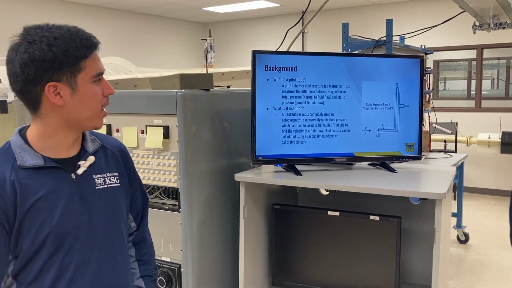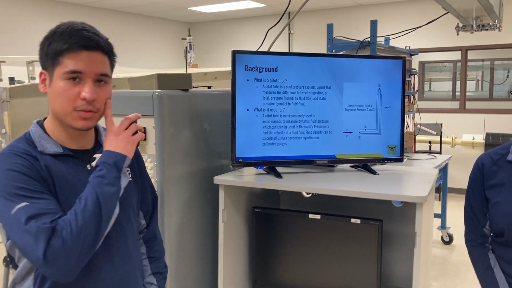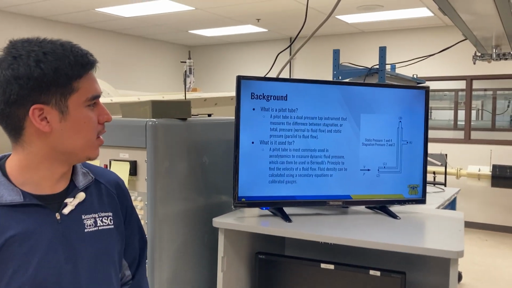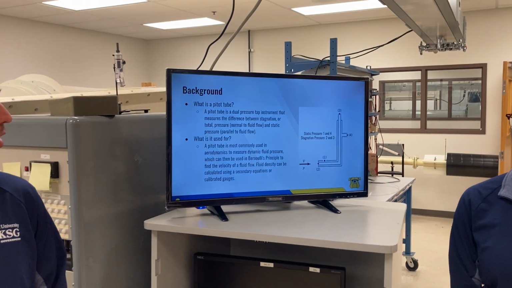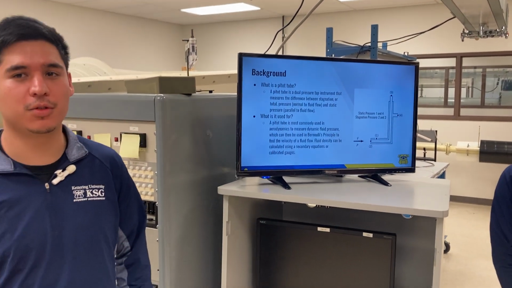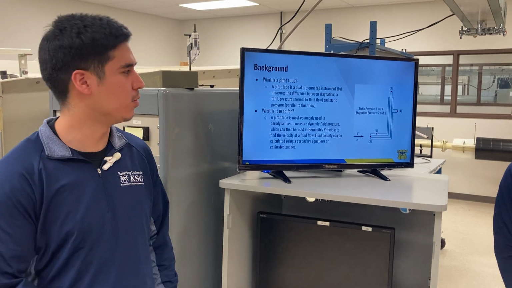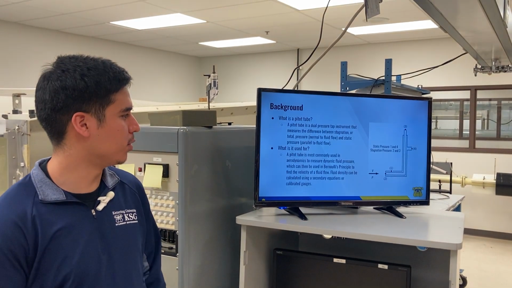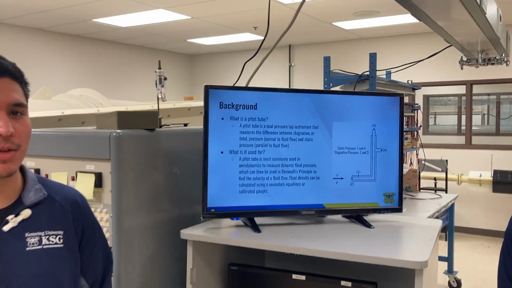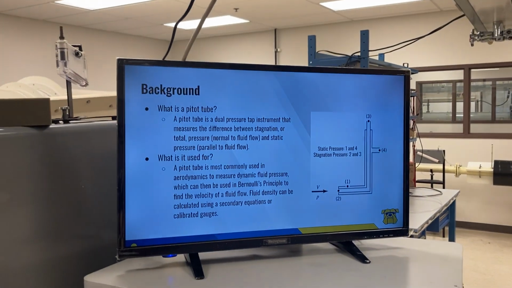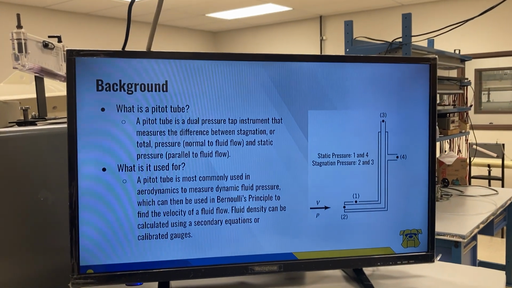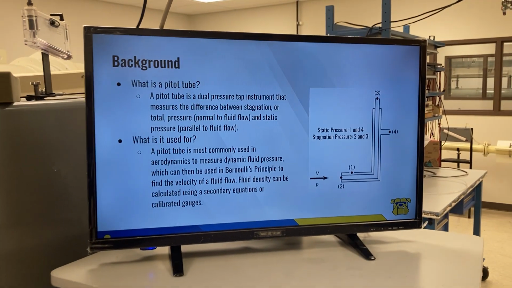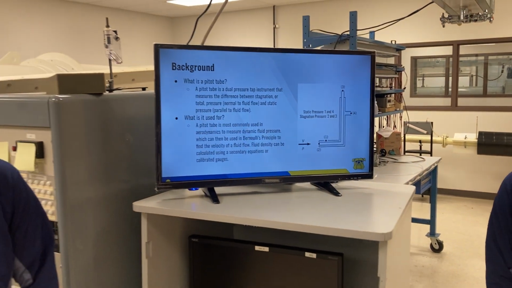So for a little bit about our background, a pitot tube, which was our main instrument for this experiment, is a dual pressure tap instrument that measures the difference between stagnation or total pressure, which is normal to fluid flow, and static pressure, which is parallel to fluid flow. Most commonly, it is used for aerodynamics to measure fluid pressure, which can then be used in Bernoulli's principle to find the velocity of a fluid flow. Fluid density can be calculated using secondary equations or calibrated gauges.